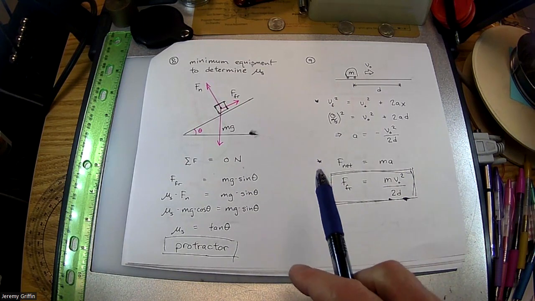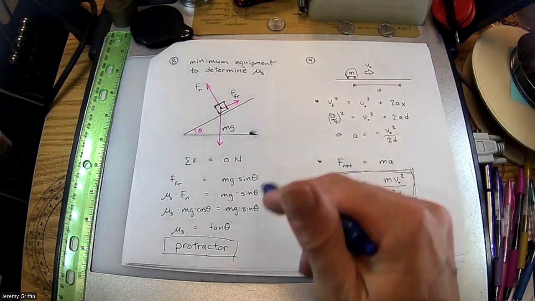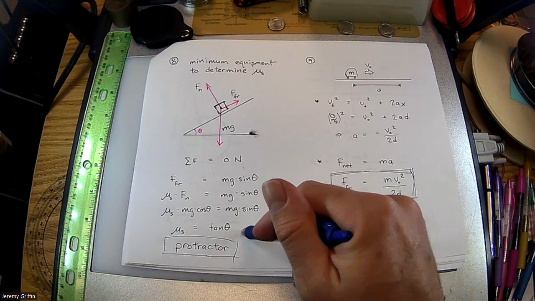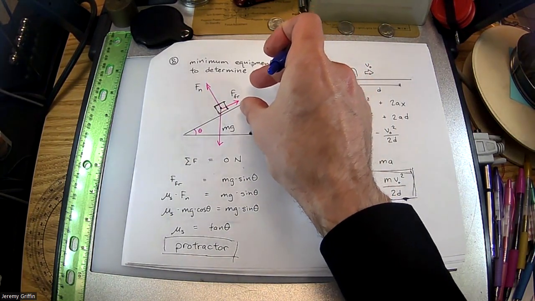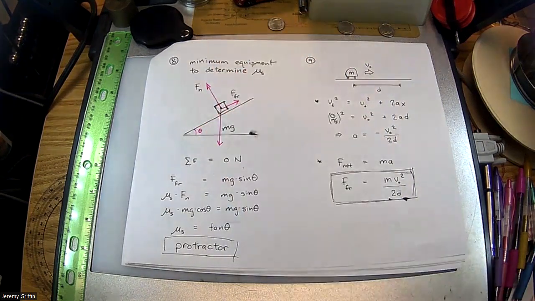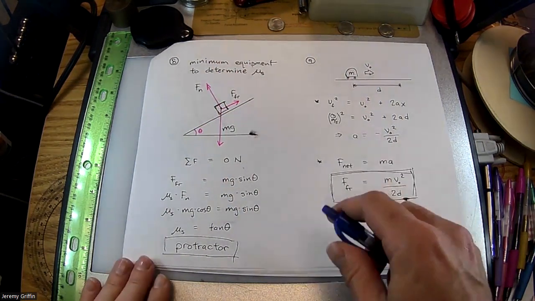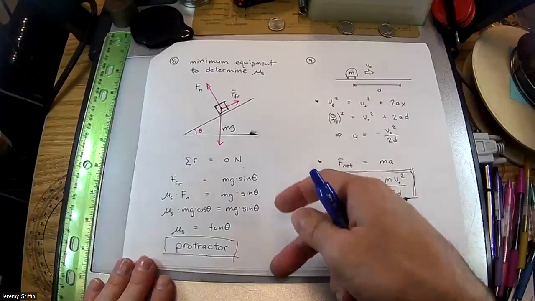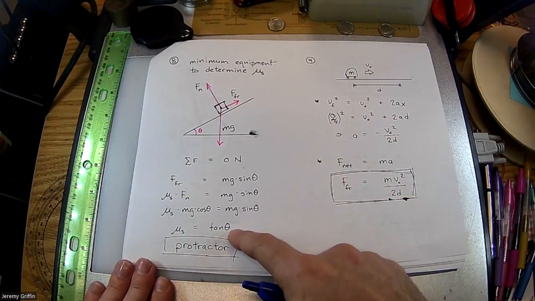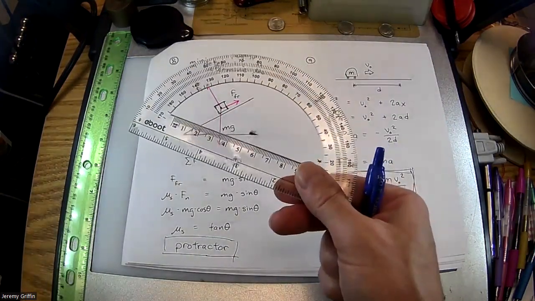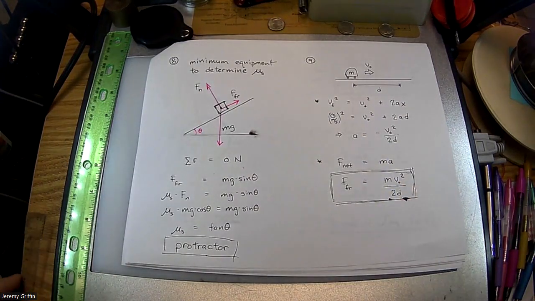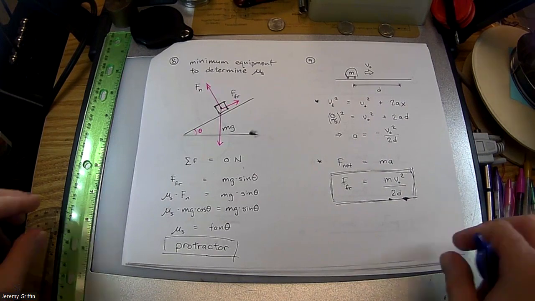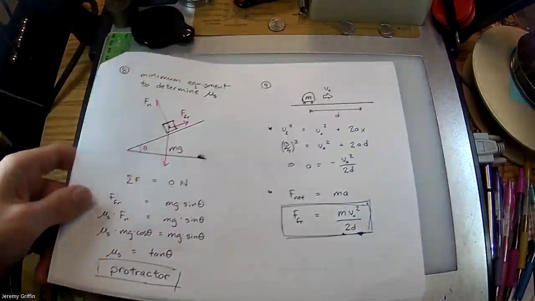And if they asked about the coefficient of kinetic friction, it would still be tan theta, but it would be a little bit different theta. It would be the angle to keep it sliding down at constant velocity. That's actually the lab you guys did last semester. But if you say what's the angle that initially breaks friction, you only need that angle. Therefore, the only tool you need is a protractor. That's the minimum equipment. There might be some other ways to find the coefficient of friction too, but the protractor will do the whole thing.